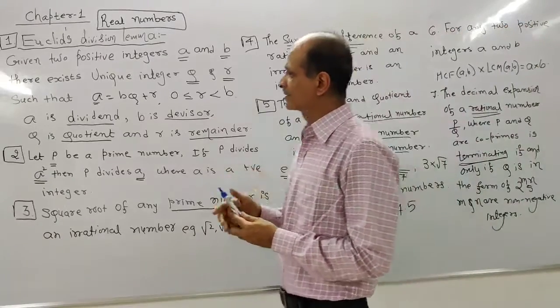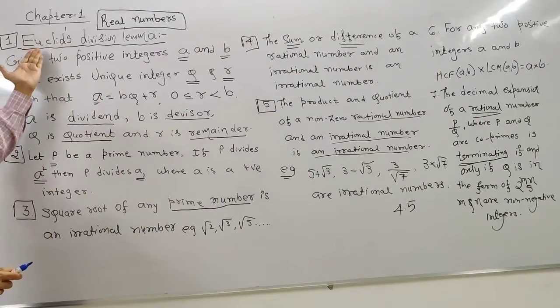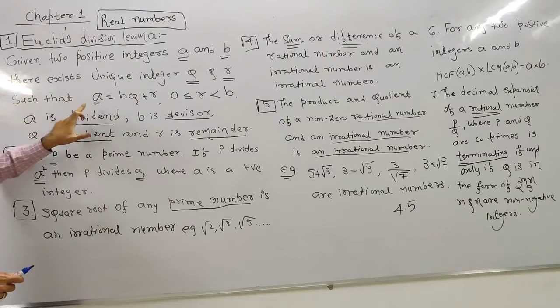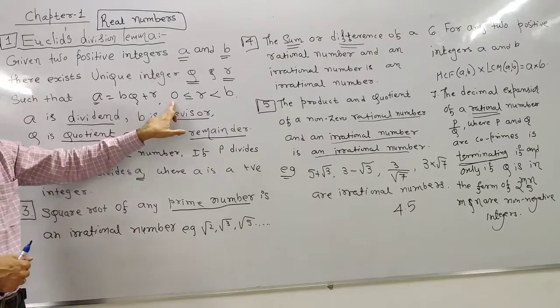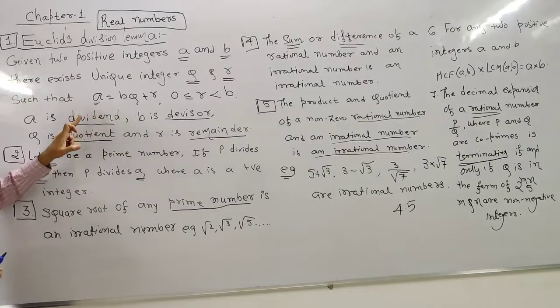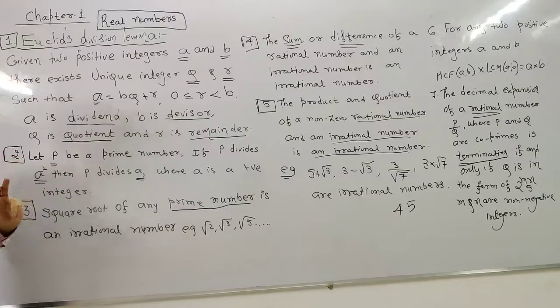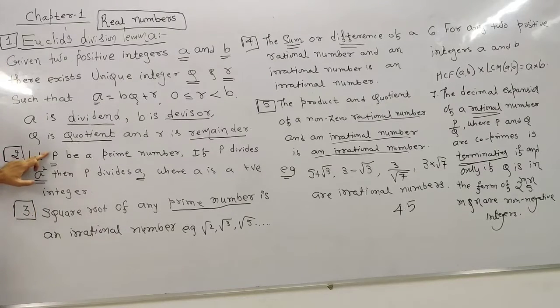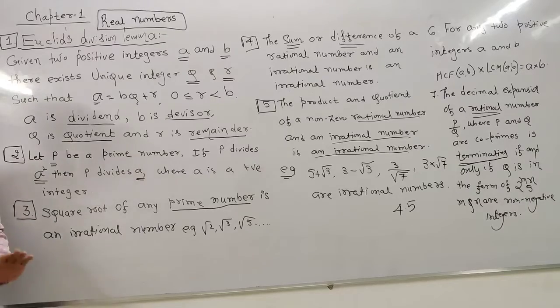So let me revise these concepts. First concept, and that is known as what? Euclid's division lemma. A is equal to BQ plus R. The important condition is 0 less than or equal to R less than B. A is known as dividend, B is divisor, Q is quotient, and R is remainder. Similarly, P is a prime number. If P is a factor of A square, then P is also a factor of A. The square root of any prime number is an irrational number.